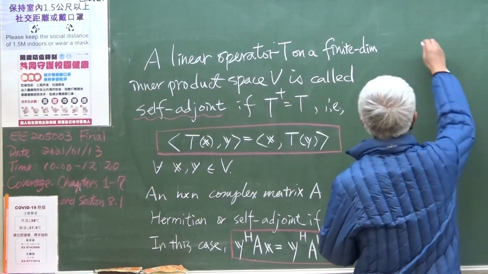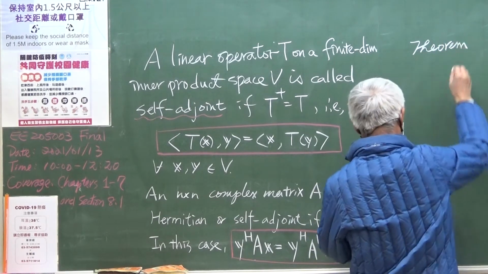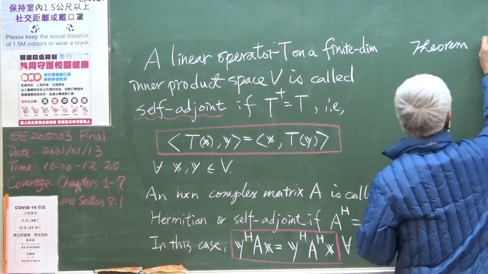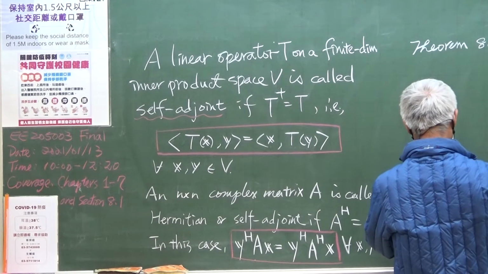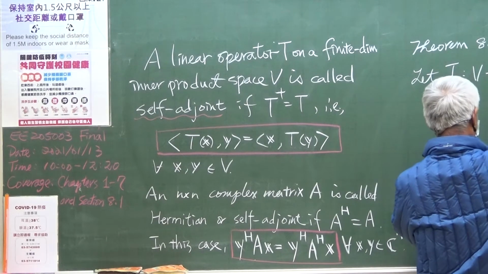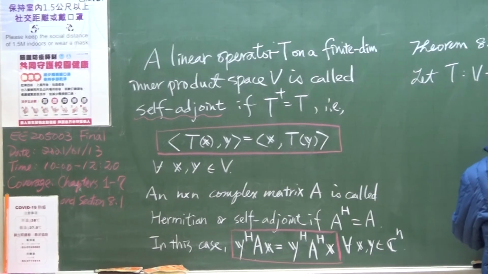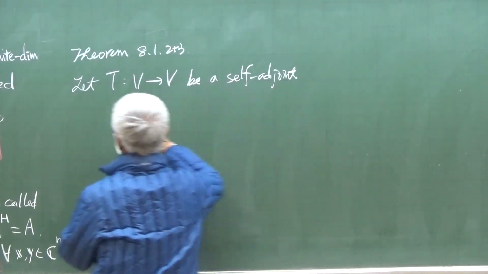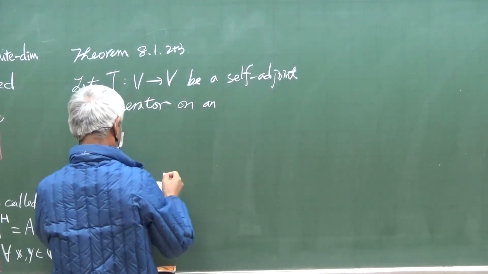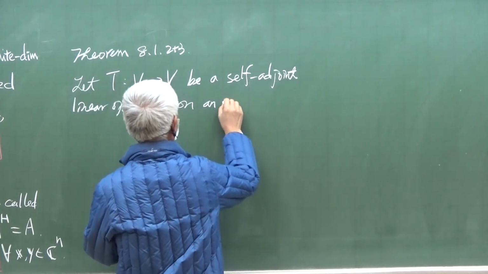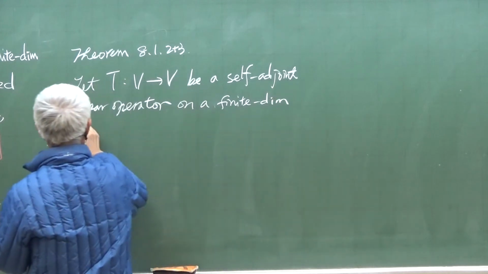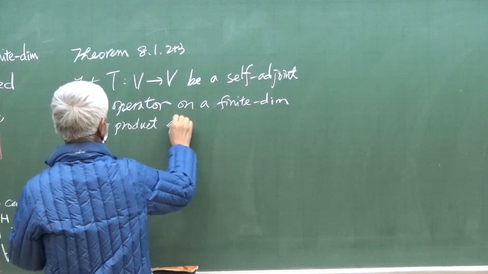Right. So now we will give a theorem to characterize self-adjoint linear operators. It's 8.1.2 plus 3, so we put two theorems together. So let T be a self-adjoint linear operator on a finite dimensional inner product space V.